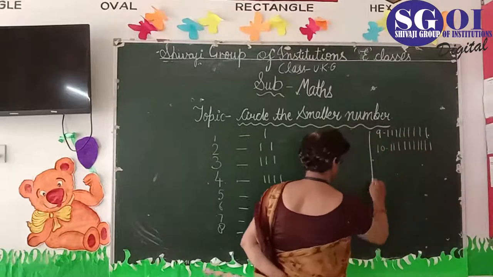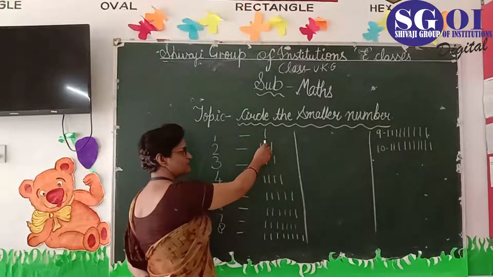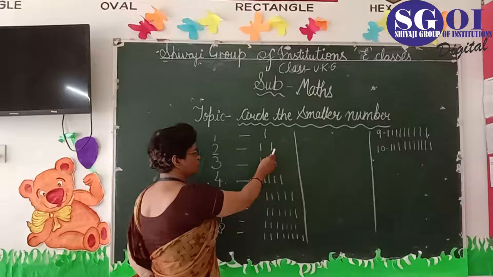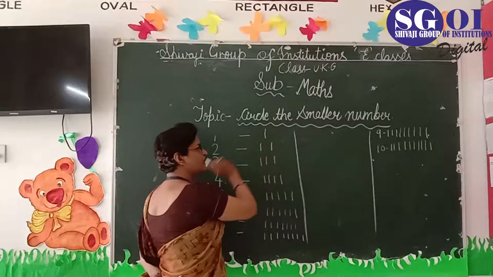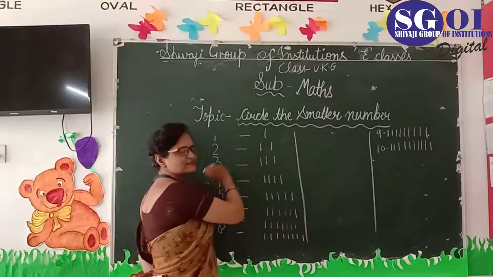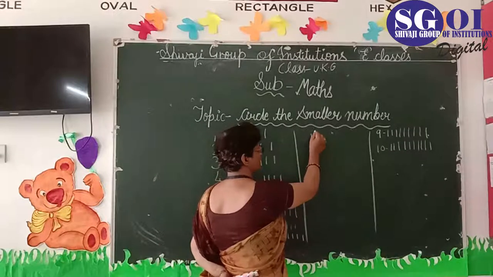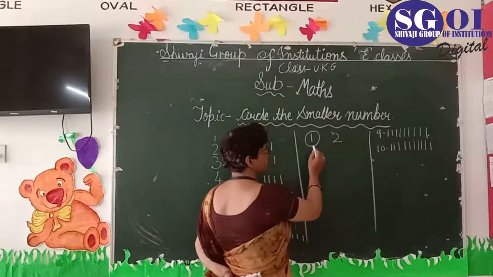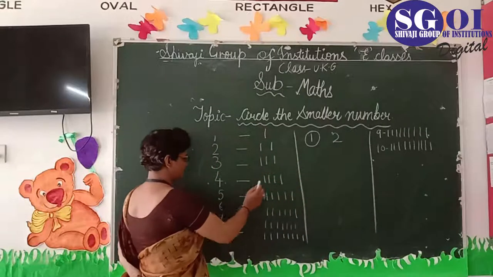Okay, now see. This is 1. This is 1. And this is 2. So, 2 is bigger than 1. So 1 is smaller now. So we will circle the smaller one. We have to circle 1. Like this. Here I am writing 4.